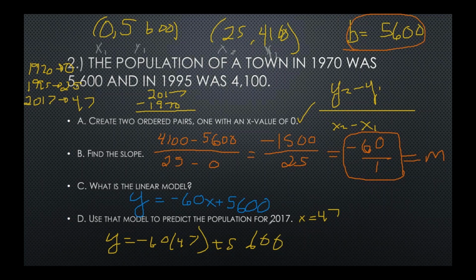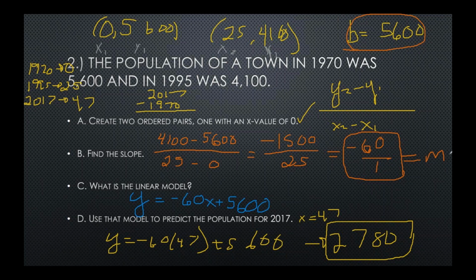And what do we get? $27.80 is correct. So if it continued with this trend of losing 60 people a year, in 2017 we would expect this town to only have 2780, right? And eventually, if you think about it, if it loses 60 people every year, eventually there will be nobody left in this town, because eventually they will run out, right?